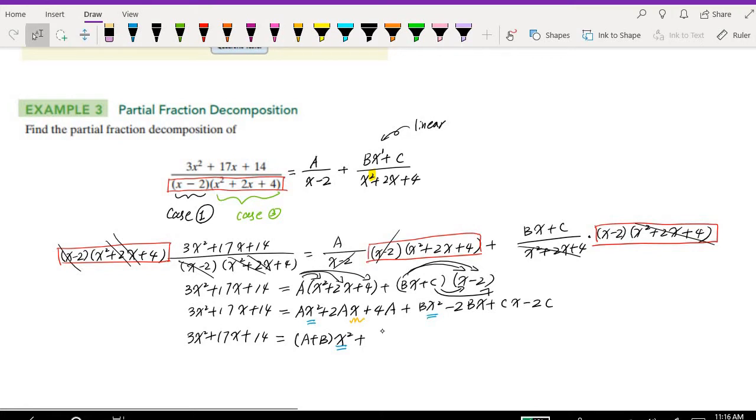We have x here. We have another x. We have another x right there. So we're going to put them together. That will be 2a minus 2b, and then plus c, and then x. And then the rest of the stuff is just going to be constant, right?